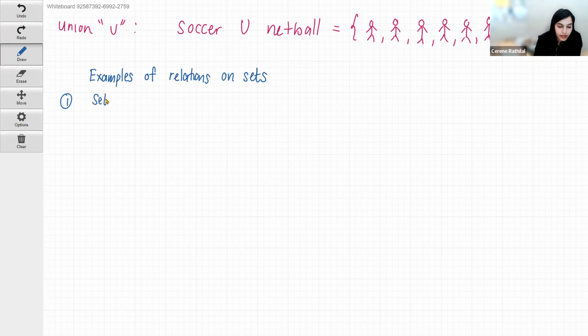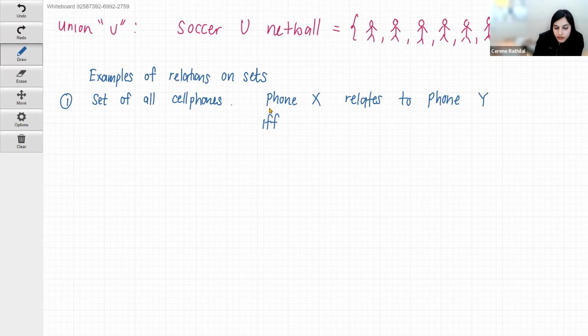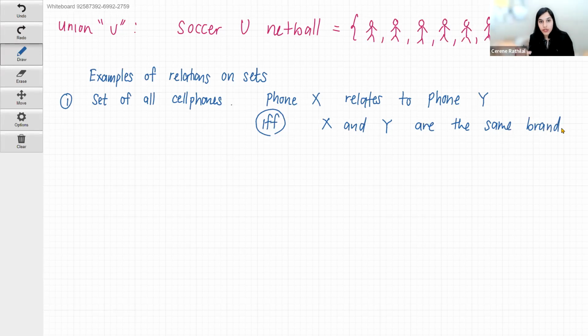So we had the set of all cell phones, right? And we say that phone X relates to phone Y if and only if, so maybe we need to discuss what that is, phone X and phone Y are the same brand. So in particular, if Sophie and I are both using Huawei cell phones, then we're saying that these two phones are related by virtue of the fact that they are the same brand. Can you come up with some examples?